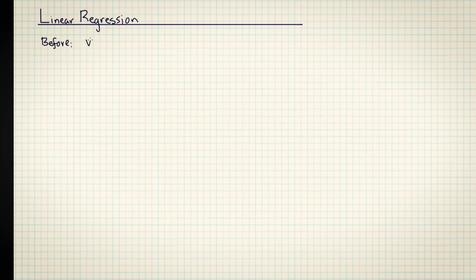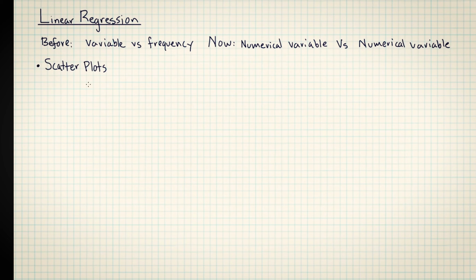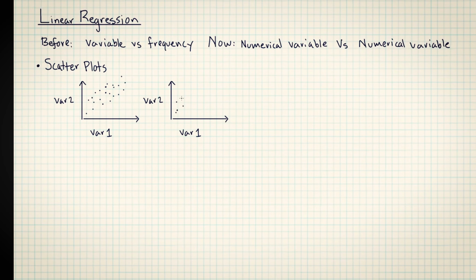We're going to have a brief respite from hypothesis testing and confidence intervals and the distribution of the samples, and just talk about a kind of different thing called linear regression. Before, we were really mainly concerned with graphs where the vertical axis was frequency, and now the graphs that we're going to be drawing are going to have numerical variables on both axes.